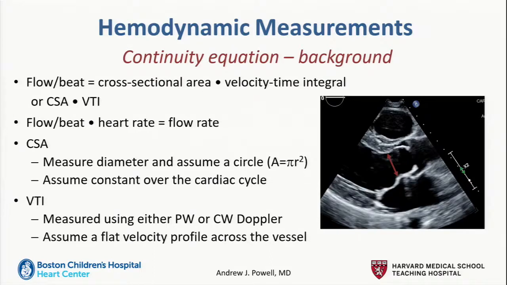And then the VTI, the velocity time integral, is measured either by pulse wave or continuous wave Doppler. And when we do these calculations, we're assuming that the velocity profile across the vessel is flat. So what does that mean? Well, we might put our Doppler sample from an apical view over here and measure the velocity here. But what this approach does is it assumes the velocity here is the same, kind of edge to edge, when in reality it's probably not.